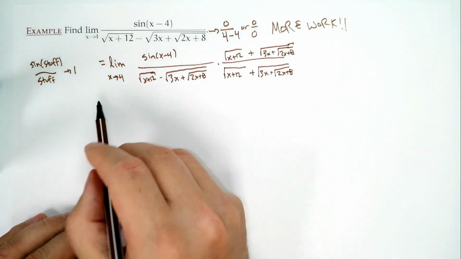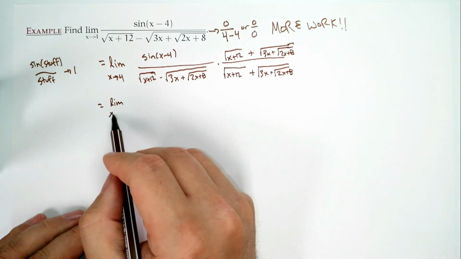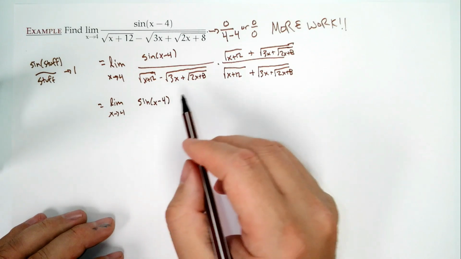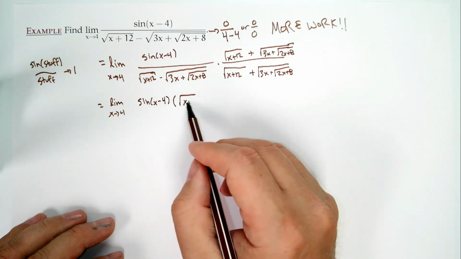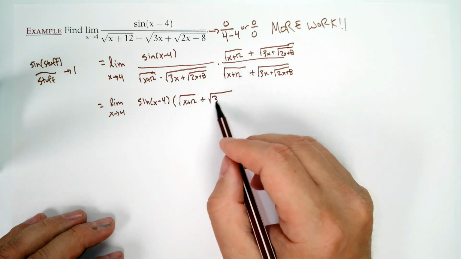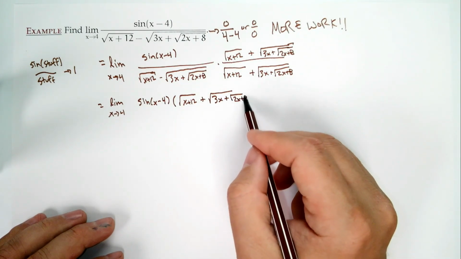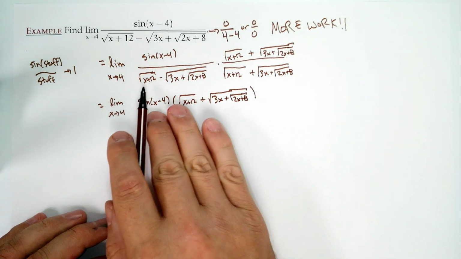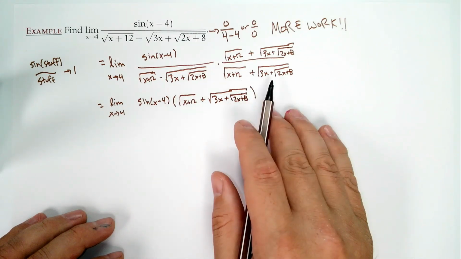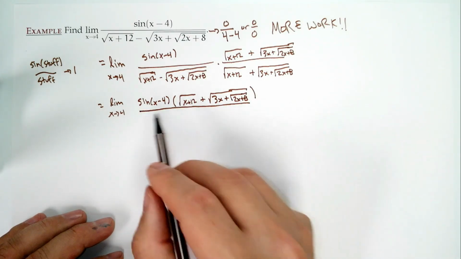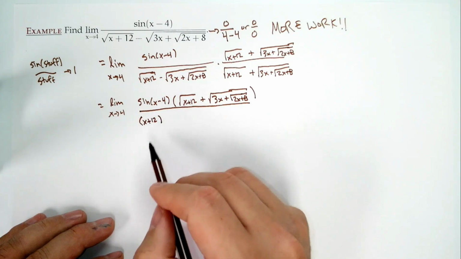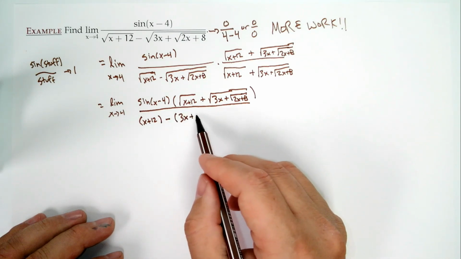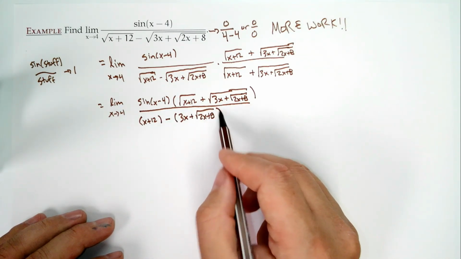Good. Now, what happens next? Well, upstairs, don't do anything. Leave it as two terms. So we're not going to multiply it out. So sine of x minus 4, square root of x plus 12, plus the square root of 3x, plus the square root of 2x plus 8. It's going to be whatever it is, and we'll just live with it for now. Downstairs, a minus b, a plus b. So this becomes a squared. Well, that's x plus 12, get rid of the square root, minus b squared. So minus 3x plus square root 2x plus 8.